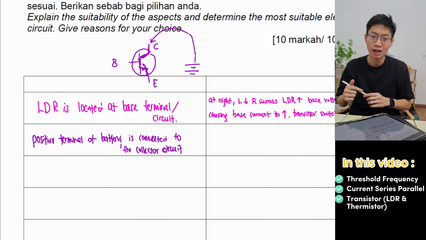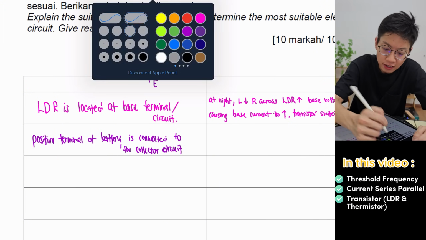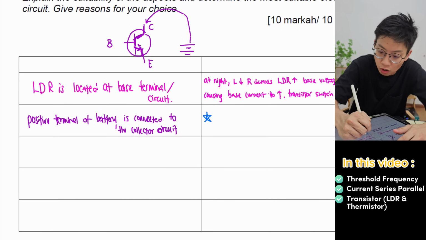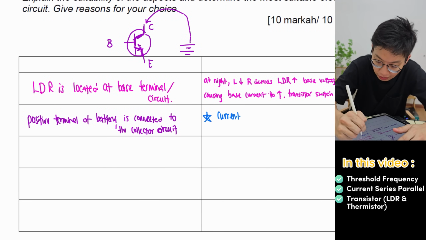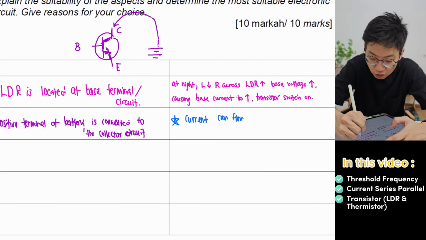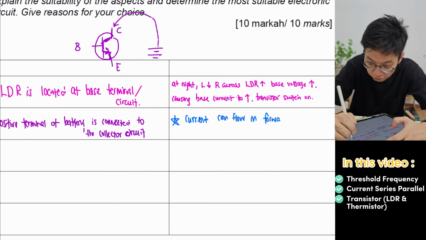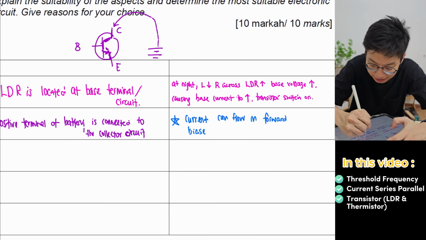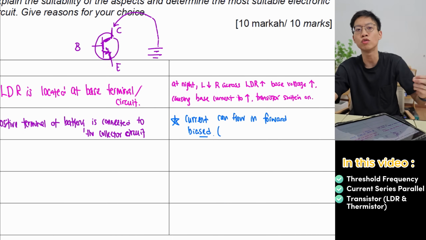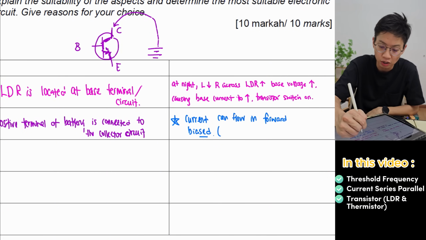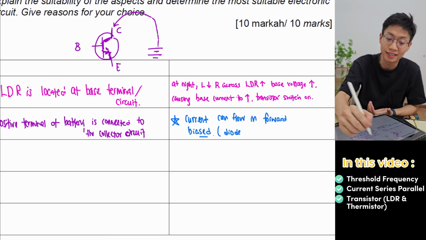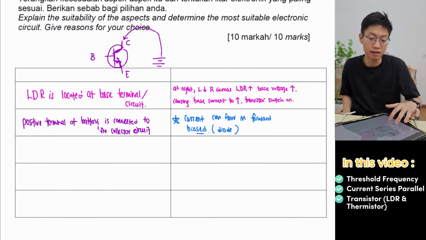So how can you explain this? Now this explanation is the biggest problem, because we have to say so that your current can flow, but we cannot just say can flow. We can say so that the current can flow in forward biased. That is your explanation. What is this forward bias? If you really want to know this, you have to relate back to our diode. So make sure you go and read back your semiconductor diode if you really want to know what forward bias is.